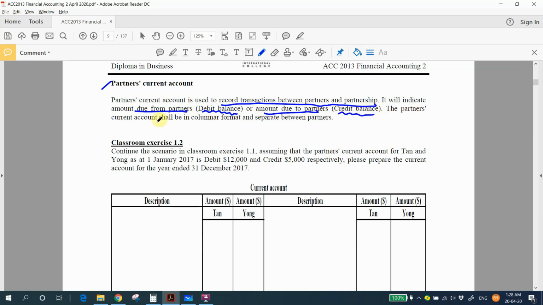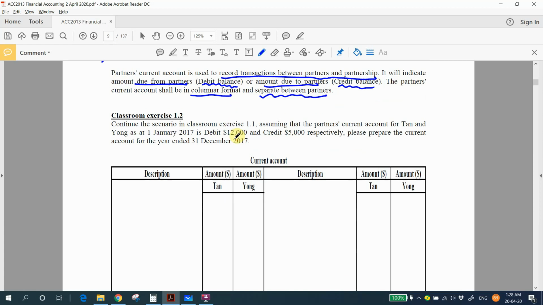The partner's current account shall be in columnar format and separate between partners. For example, like this, you cannot group the amount together, you must split the amount between each partner. So, classroom exercise 1.2.